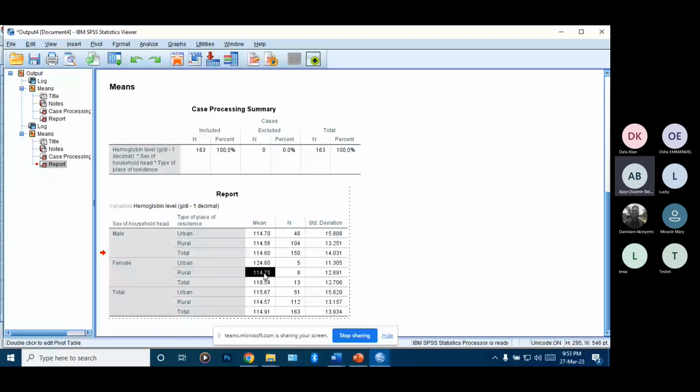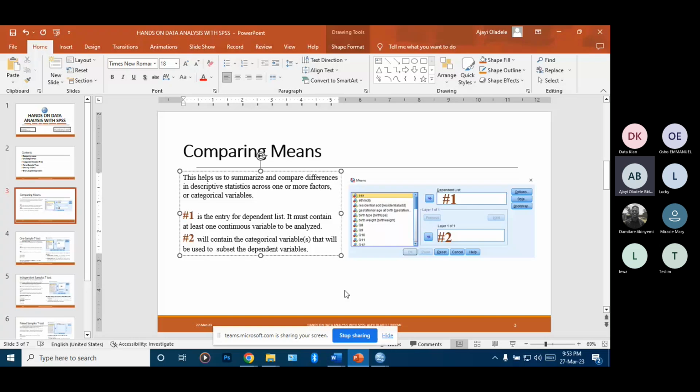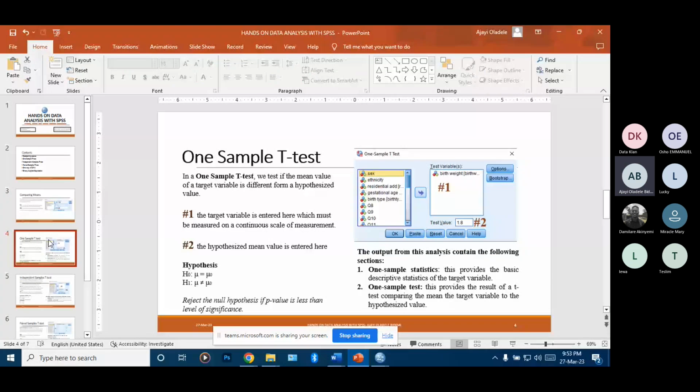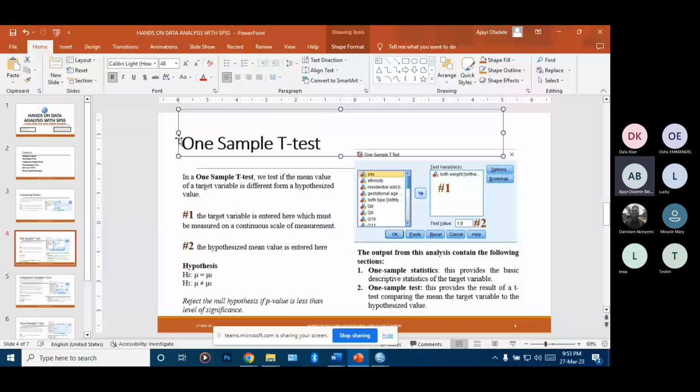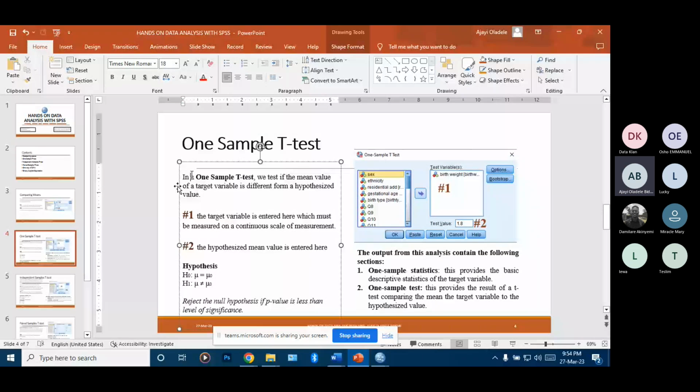It helps us to compare the means of a continuous variable across different levels of categorical variables. Now, I'm moving forward to the next thing here, which is where we are going to be starting our hypothesis testing. This class is not going to be different from our normal statistics class. The only difference is that we are not going to be computing with our pen, we'll be computing with the software.